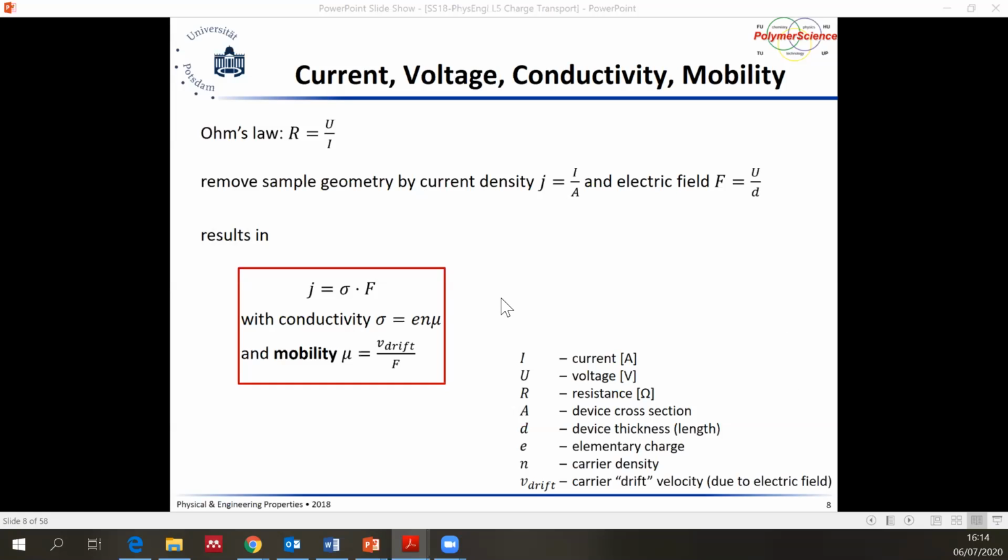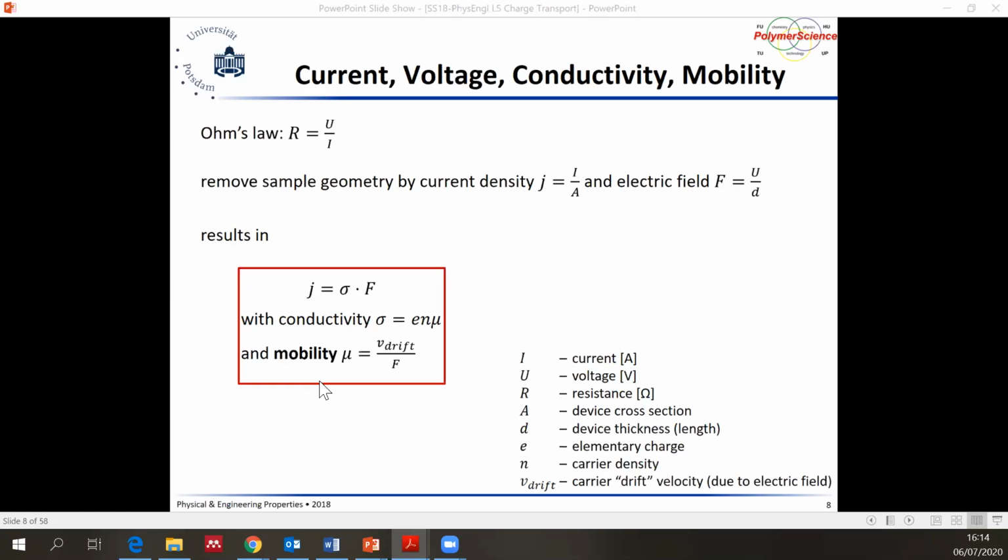Conductivity itself is defined as the product of the free charge carrier density, so the density of the charges within the conduction band, and their mobility. Mobility, as I've highlighted in this red rectangle, has the symbol mu, and it's essentially the velocity when an electric field plays a role. So velocity over electric field gives you mobility. It's basically how fast a carrier can move. That's what mobility is.